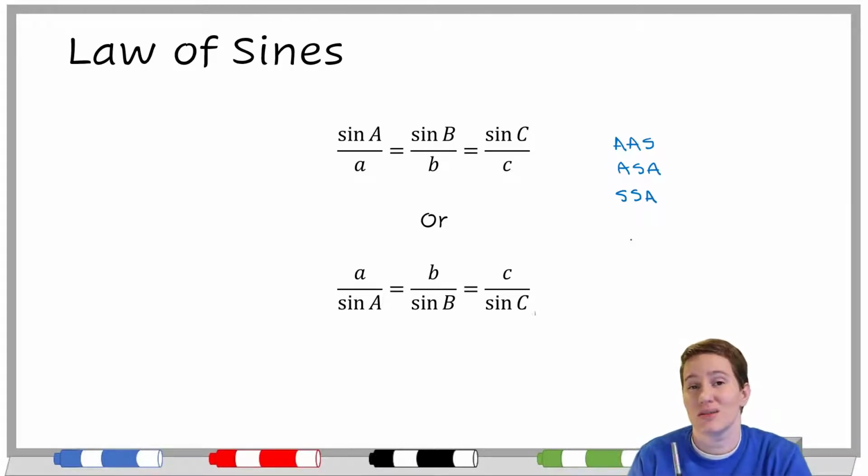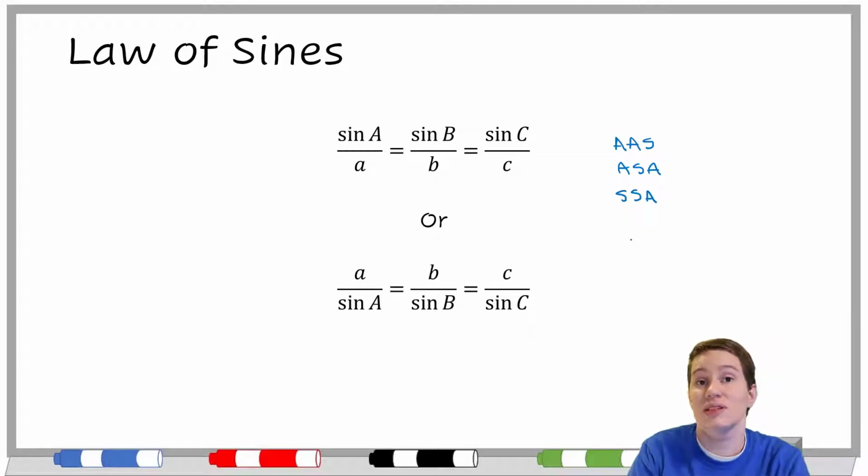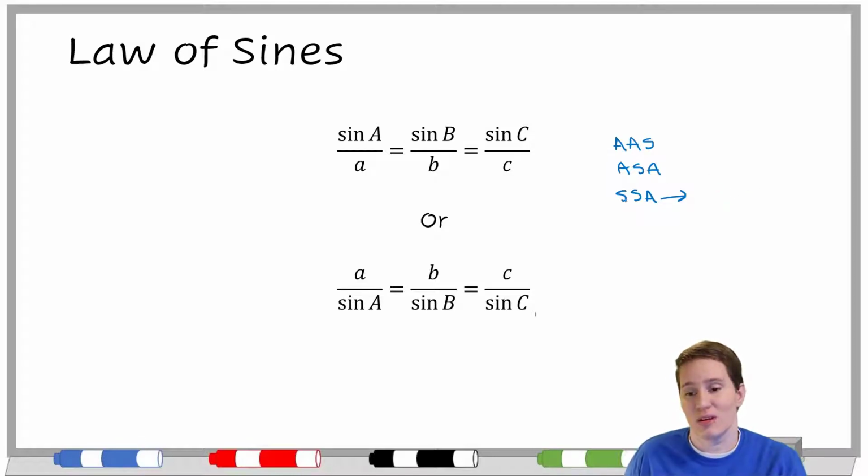So there's actually a special thing that happens with side, side, angle that the Math UC curriculum doesn't really get into, but I don't feel good about just completely leaving out. It's called the ambiguous case. I might have a video that I can link to this, so if you're really curious about it, you can see what happens with the ambiguous case.